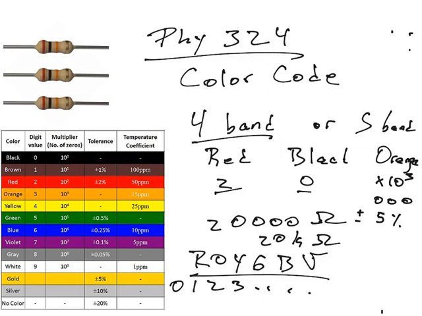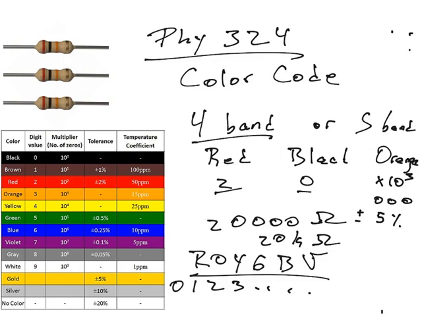Of course, all you have to do is pull up your phone, Google resistor color chart, and bam, there it is. So it's very easy to reference. But if you ever forget, just remember it's in your standard color spectrum order.